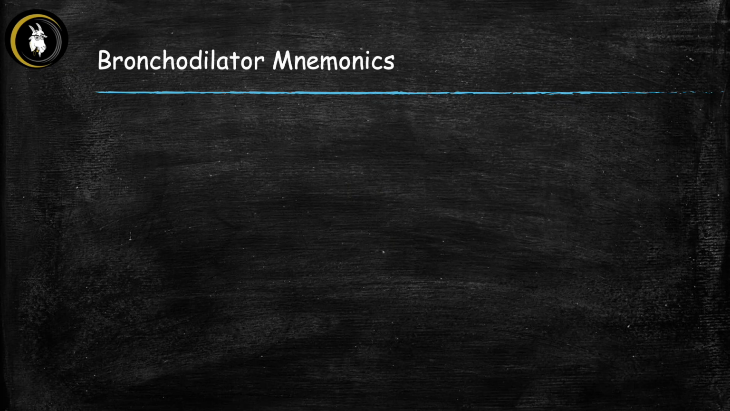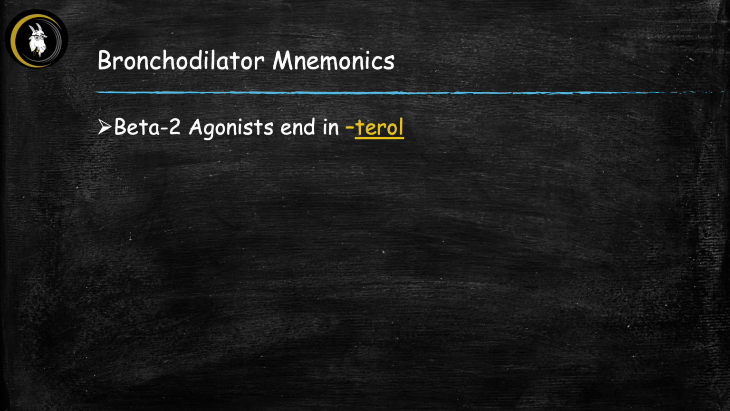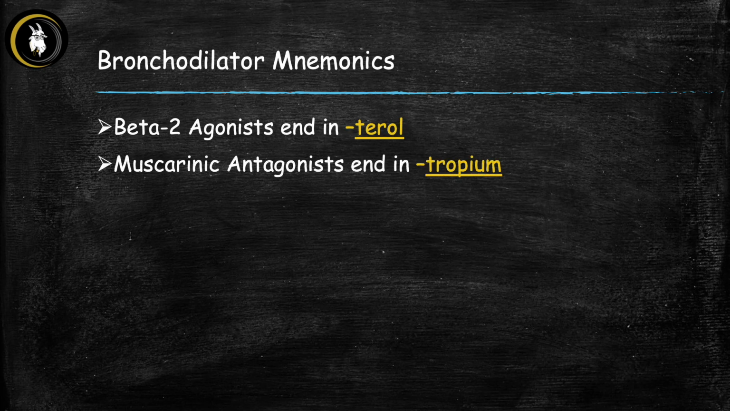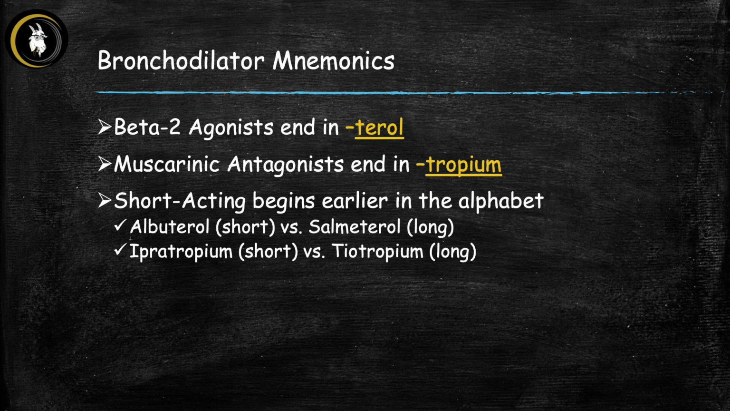So before we finish with the bronchodilators, here are a couple of mnemonics to help you remember the names. Beta-2 agonists end with terol, so salmeterol and albuterol. Muscarinic antagonists end with tropium, so ipratropium and tiotropium. And then the short-acting drugs in each class begin with the earlier alphabet letter. So albuterol is short-acting, starts with the letter A, versus salmeterol, which is long-acting, and ipratropium is short-acting versus tiotropium, which is long-acting.